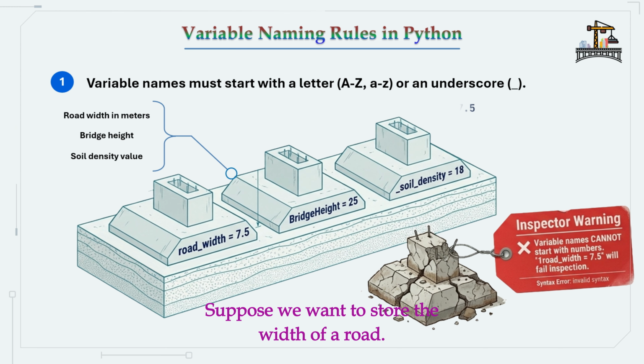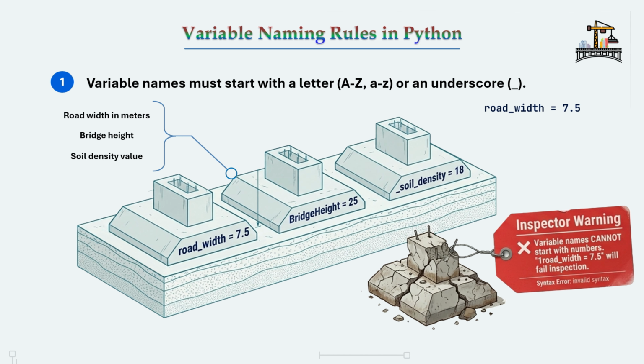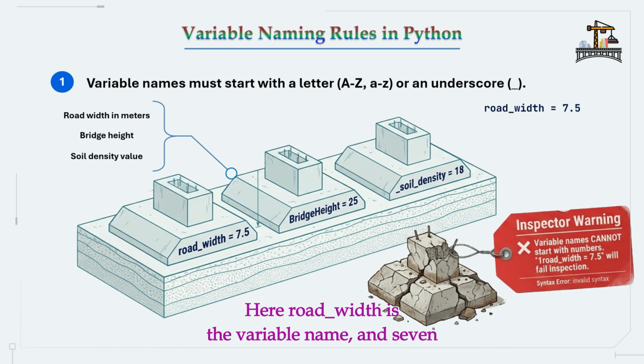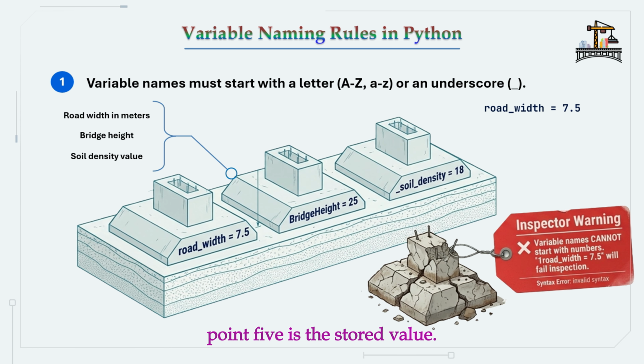Suppose we want to store the width of a road. Now consider this: road_width = 7.5. Here road_width is the variable name and 7.5 is the stored value. Now notice carefully, the variable name starts with the lowercase letter r. Since it starts with a letter, Python accepts it.